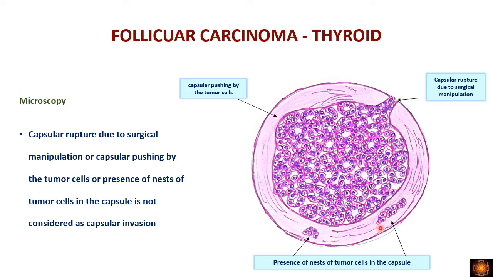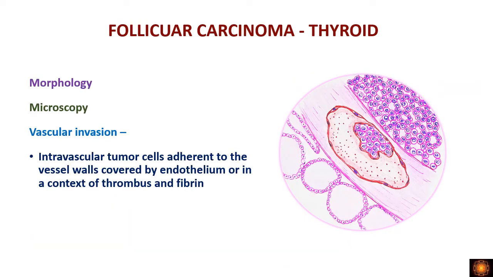If we just see a few nests of the tumor cells in the capsule, this also should not be taken as a tumor capsular invasion. Only when we see a continuation with the main tumor and the cells are growing in the form of a mushroom, then only we take it as a capsular invasion. All these things are pseudo-capsular invasion. They are not capsular invasion.